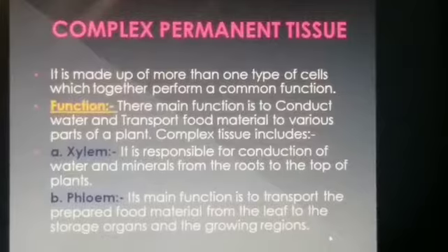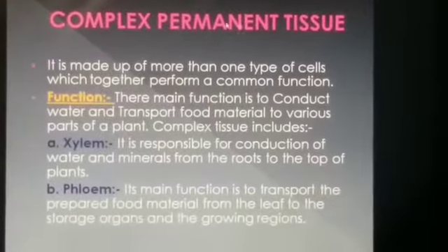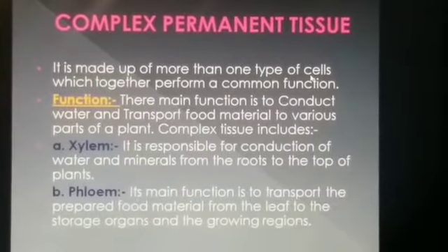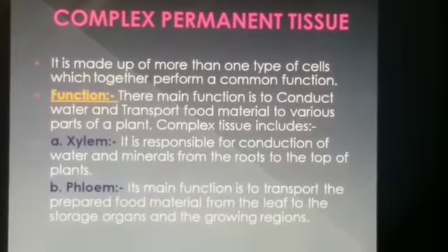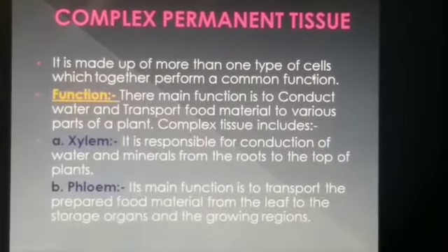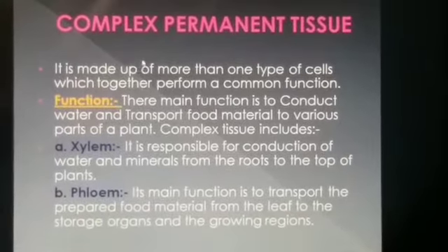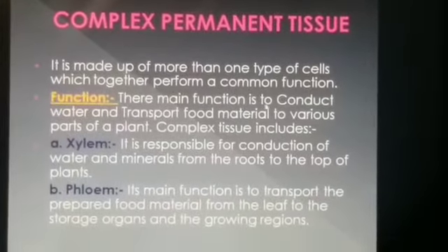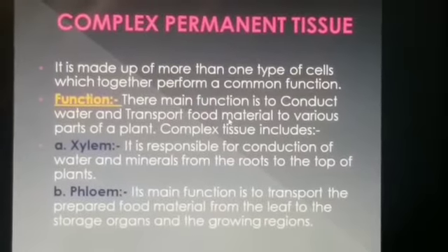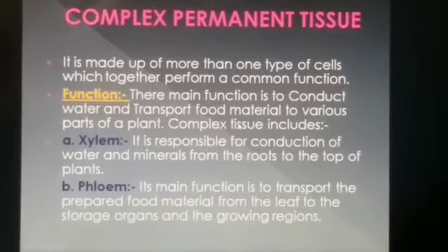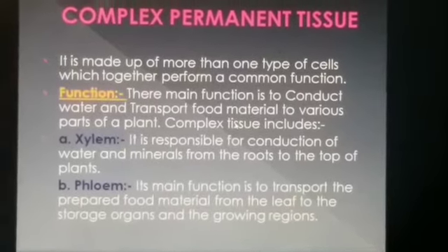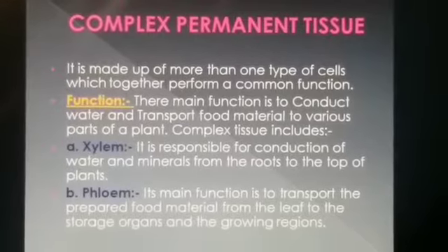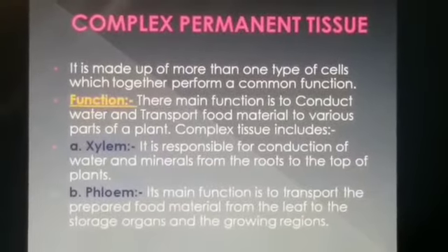Now let's go to the complex permanent tissue. Complex permanent tissue is made up of more than one type of cells, which together perform a common function. What is the function of complex permanent tissue? Their main function is to conduct water and transport food material to different parts of the plant.